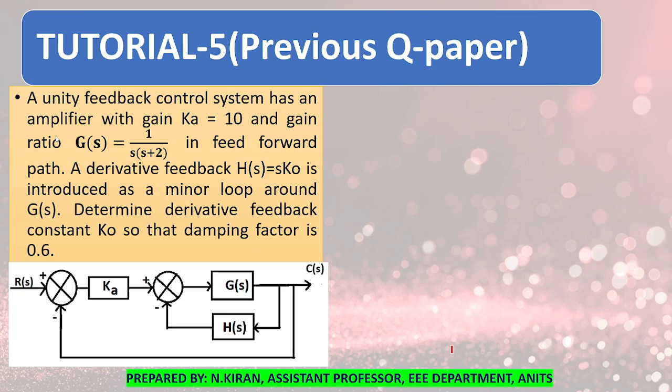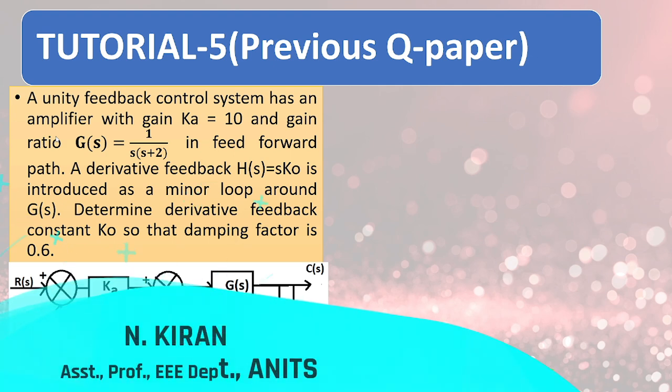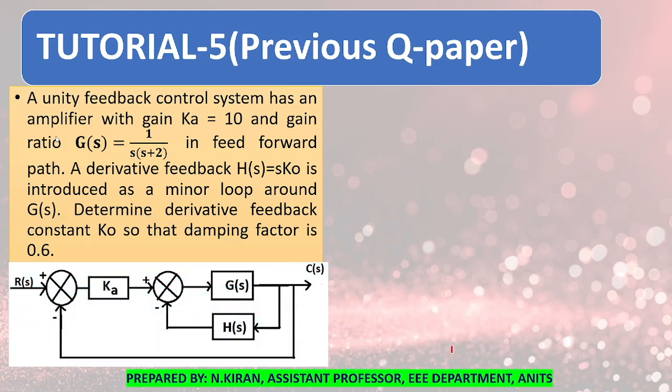So next is the unity feedback control system that has an amplifier of gain Ka 10 and G of S as 1 by S into S plus 2 in the feed forward path. A derivative feedback H of S is equal to S into K naught is introduced in the minor loop around G of S. He has asked us to find the derivative feedback constant K naught such that the damping factor is 0.6.